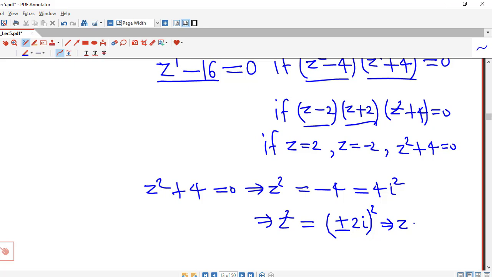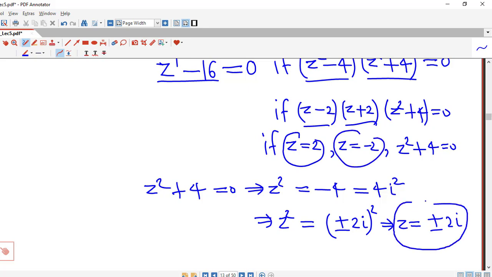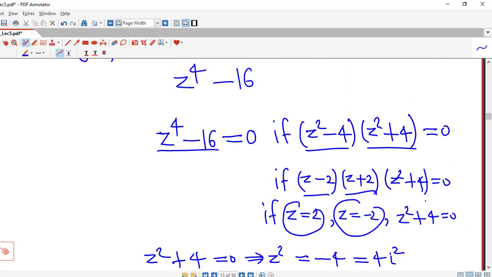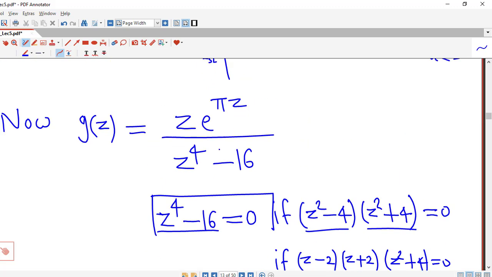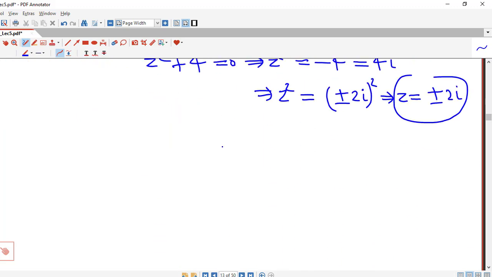So therefore z equal to plus or minus 2i. So we have z equal to 2, z equal to minus 2, and z equal to plus or minus 2i, which will make this z raised to 4 minus 16 zero. So g of z will not be analytic at these 4 points.